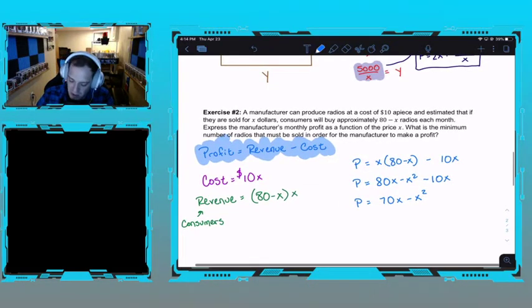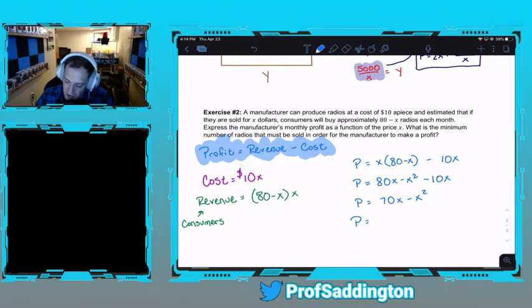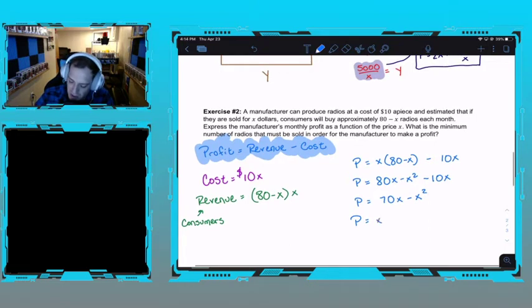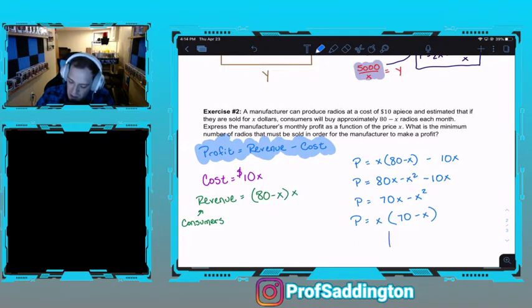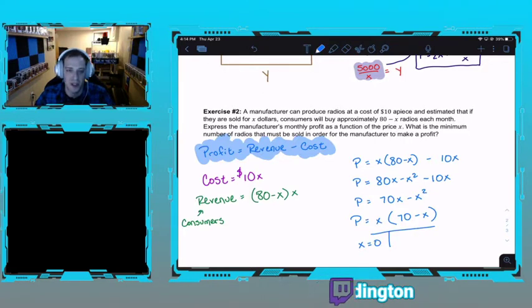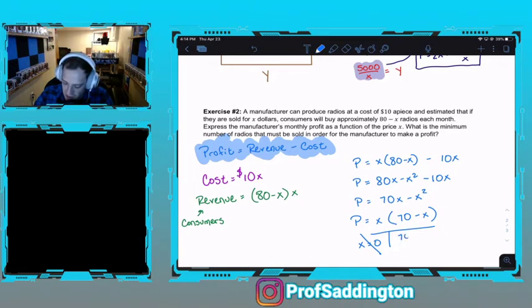So if I go to factor this, it looks like GCF. So I can pull an x on the outside. I'm going to have 70 minus x. And then I can just simply t-chart it. On the left side, we'll have x equals 0, which is 0 radios, not a profit. That's probably what we started at. So that doesn't help us at all. We can just get rid of that answer. As far as the other side goes, if we solve 70 minus x equals 0, we're going to be at 70 radios.